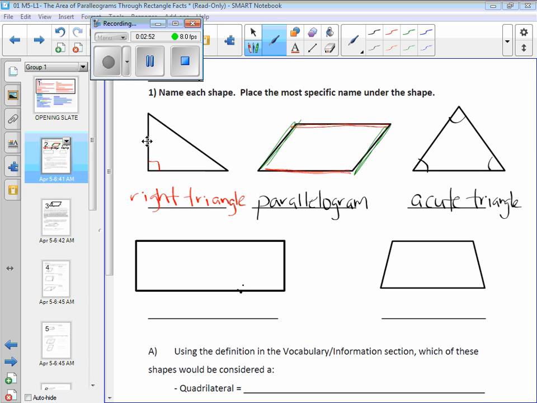This we already said is the rectangle. In order for this to be a rectangle, though, I would have to confirm with you that these are indeed 90 degree angles. I have to tell you that, or show you that with little tiny bumps.